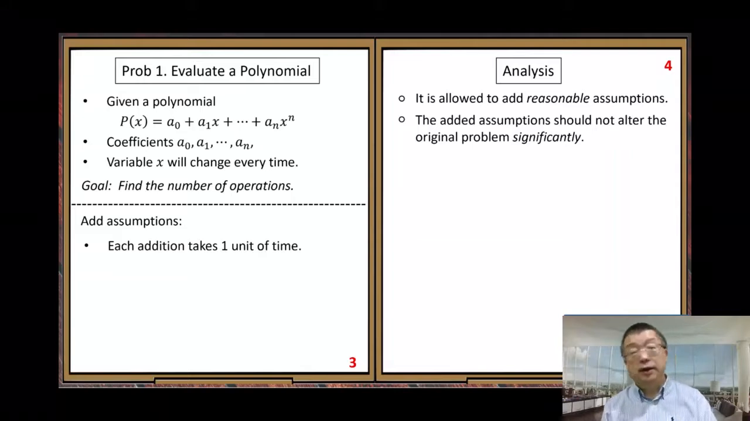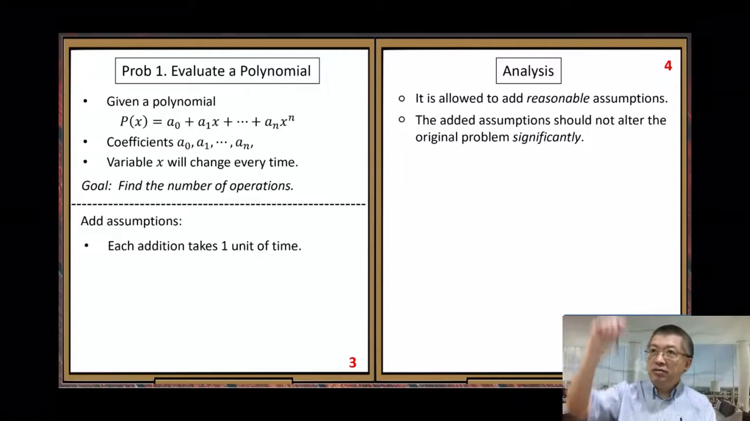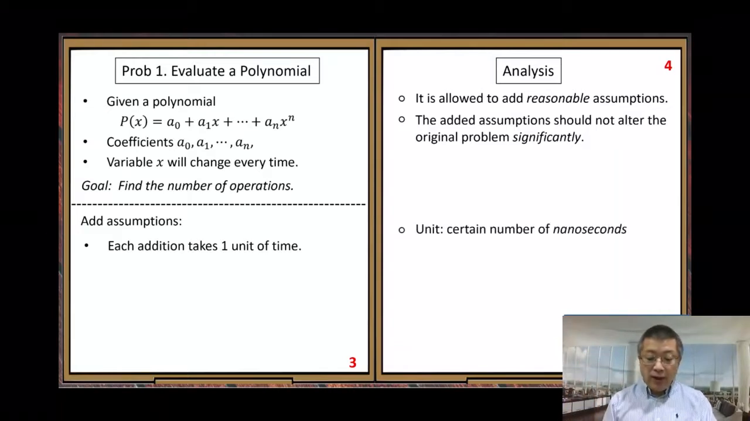Supercomputer, low end, that number could be different. But here, we just call it 1 unit of time. That unit can vary, depending on the computer. But here we know that unit falls in this category, nanoseconds.